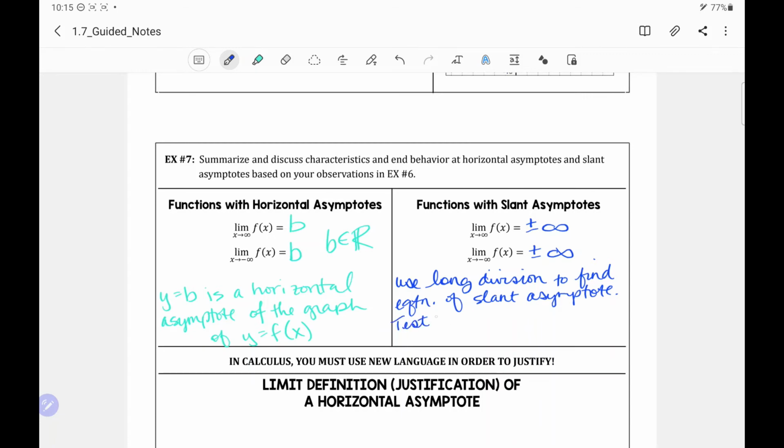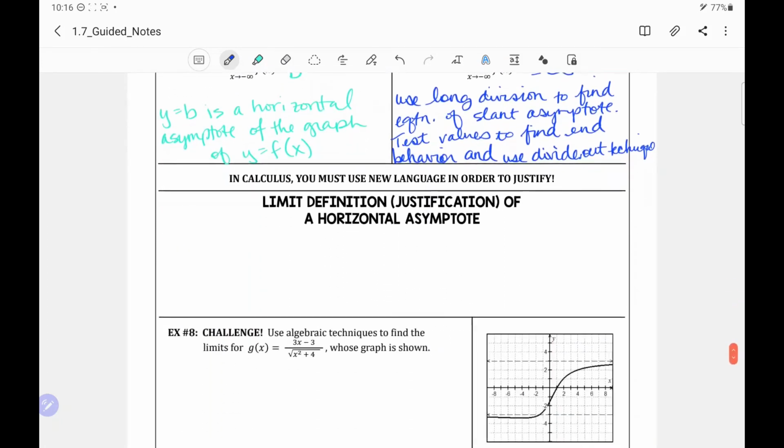We can test values to find end behavior. That's what we did. Remember, we just kind of tested a value close to it and talked about would it be positive or negative. And then we used the divide technique. That was not supposed to say and, that was supposed to say find end behavior. So we're just listing here some options from what we did. And we can use the divide out technique. Sorry, that's a little messy. Hopefully you can read it. If not, go back and just hear me say it again.